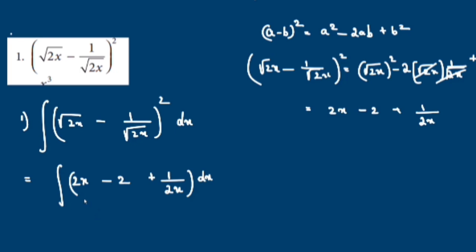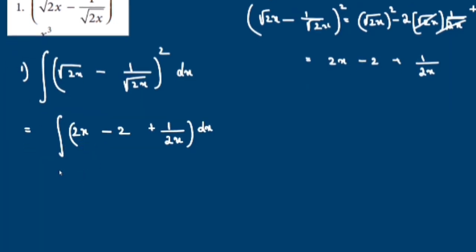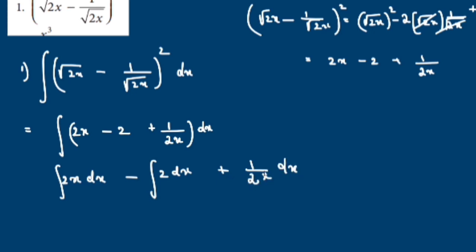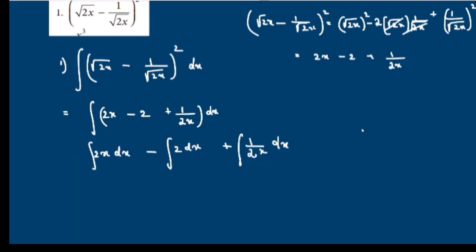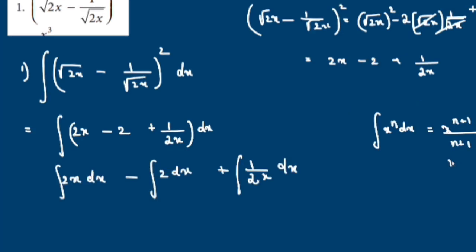Integrate here. What is the integration of 2x? You can split this now, like this: integral of 2x minus 2 dx plus 1 by 2x dx. So what is the integration of 2x? See, what is the integration of x power n? x power n dx is x power n plus 1 by n plus 1 plus c, when n is not equal to minus 1. So use that here.